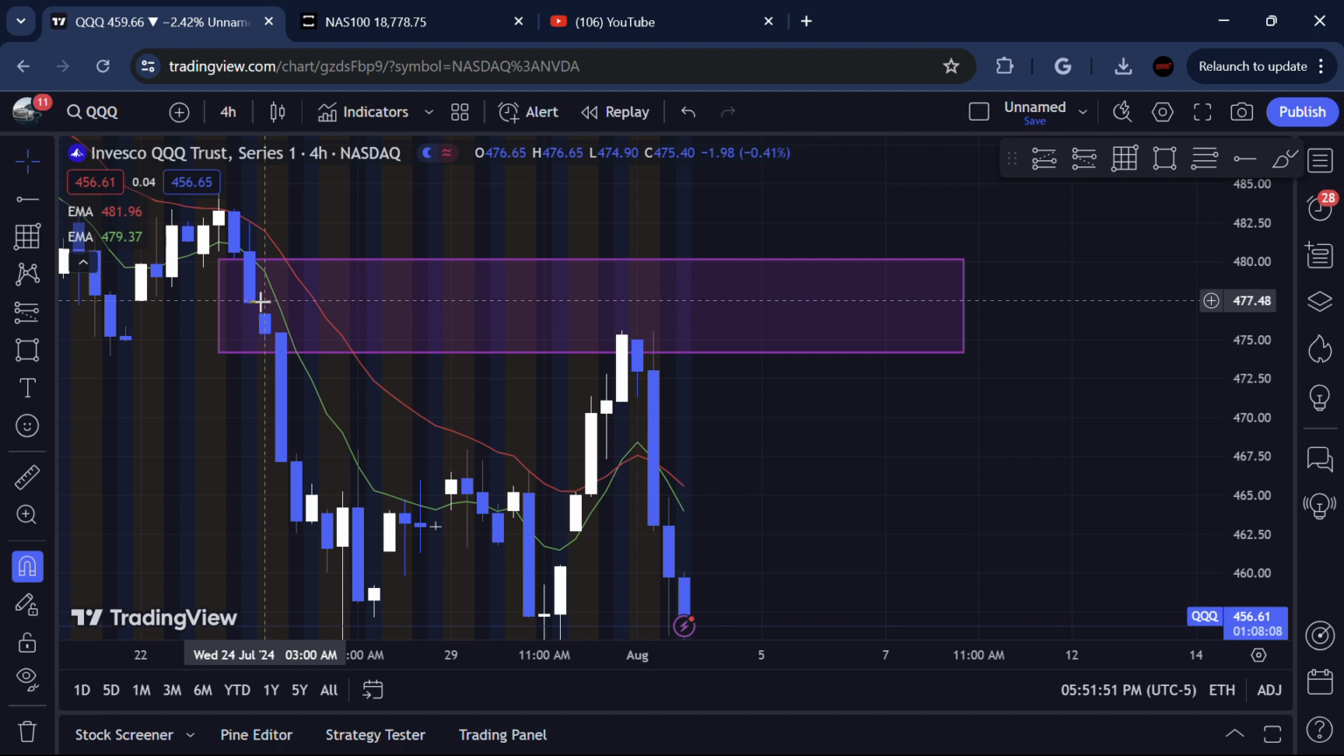This is the gap that I was talking about. Usually on a higher time frame, there's going to be no candles actually within that gap. But since I went down to a lower time frame, you're going to be able to actually see all the candles that are within that gap.